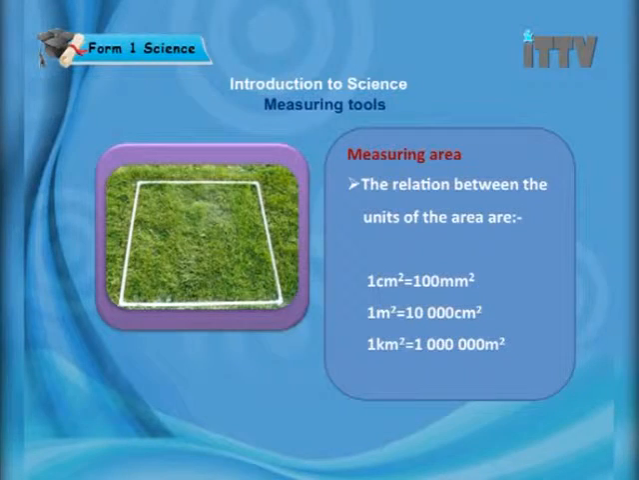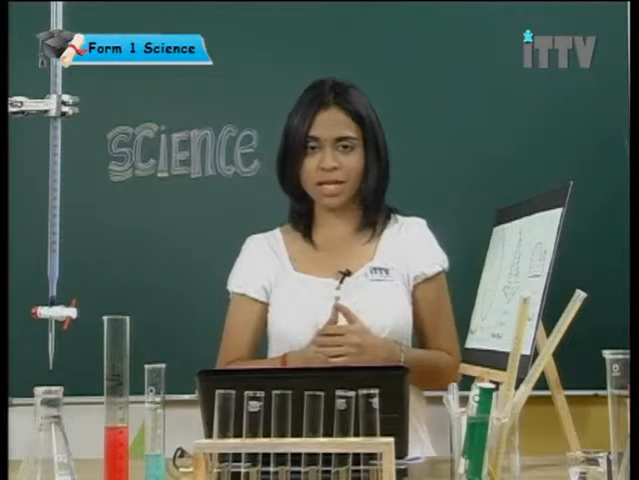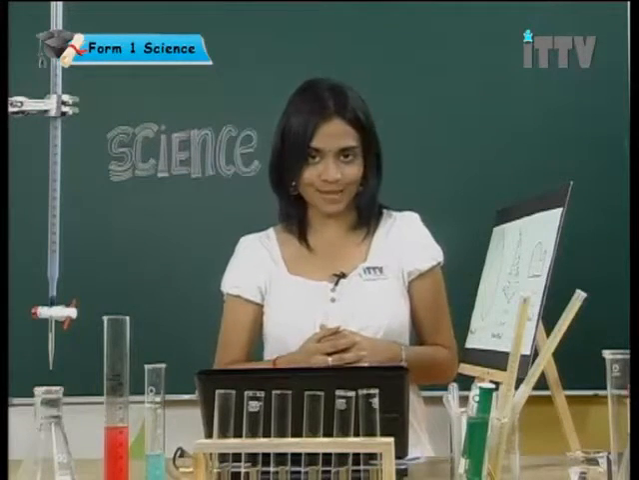The relationships between the units of area are: 1 square centimeter is equivalent to 100 square millimeter. 1 square meter is equivalent to 10,000 square centimeter. 1 square kilometer is equivalent to 1 million square meter. So this is how you actually convert the units: square centimeter, square meter, square kilometer and square millimeter. Remember the conversions as you would be using them further in the lesson.